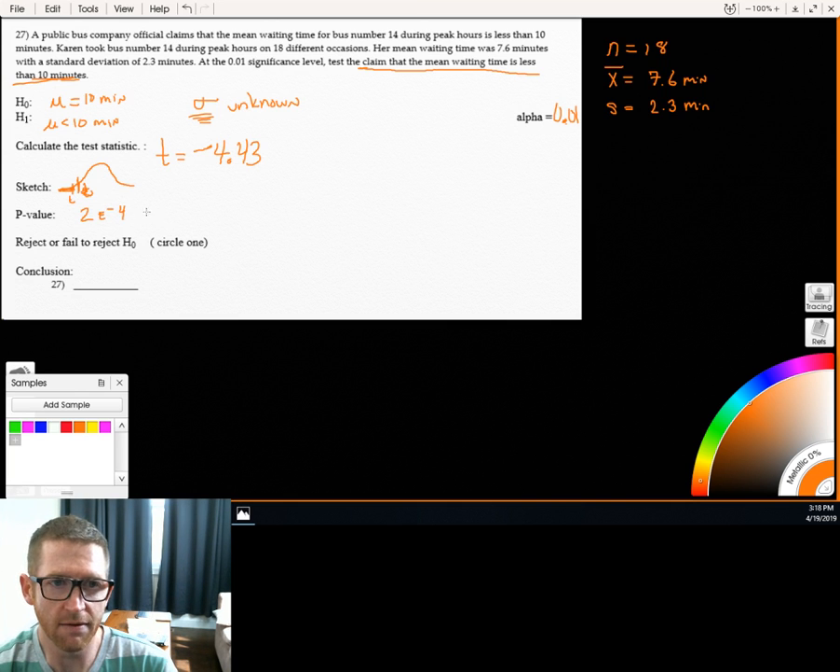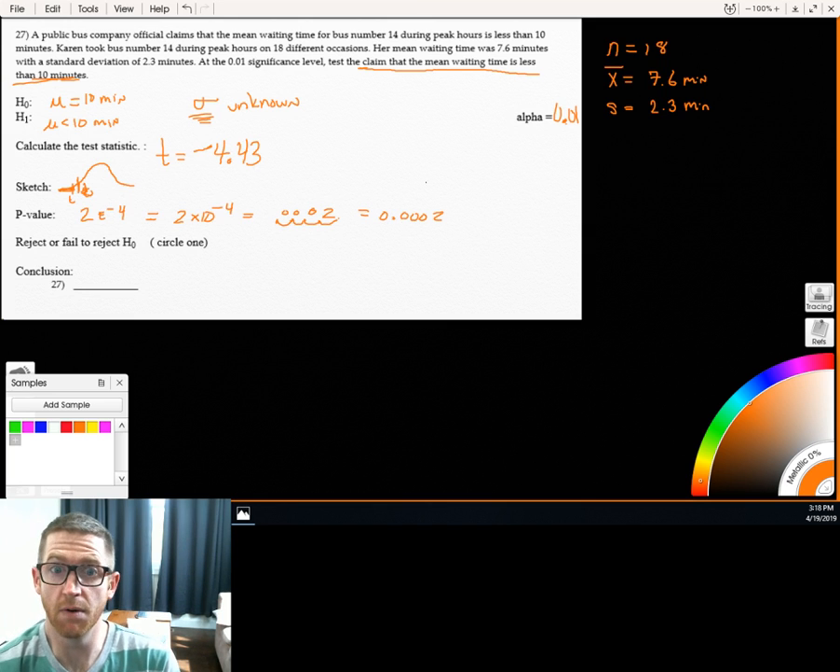What does 2e to the negative 4 mean? That means 2 times 10 to the negative 4. I take my 2, I have a decimal place, and I move it left 4 times. So I need to put some zeros in there. So it's actually equal to 0.0002. So the p-value is very small, and that is much smaller than 0.01.